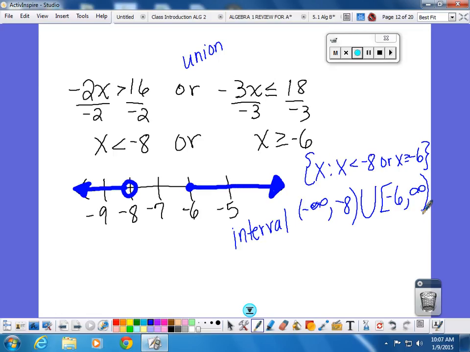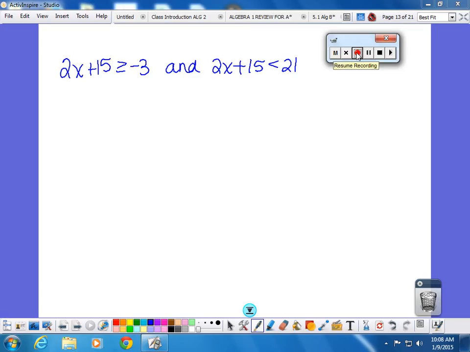You remember some? Is this problem, let's see if you guys get it right because I missed it a minute ago. This and sentence, is it a conjunction or a disjunction with an and? Conjunction. Is it an intersection or a union? Intersection. Okay, now let me tell you this.